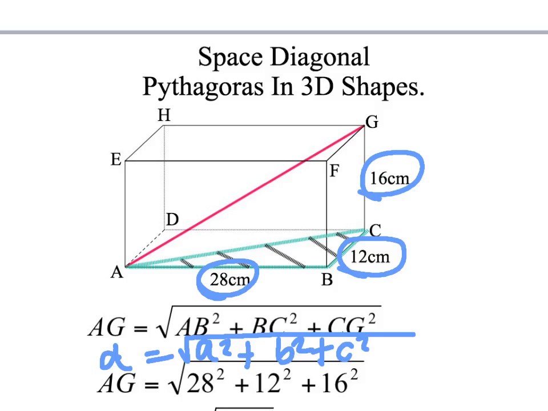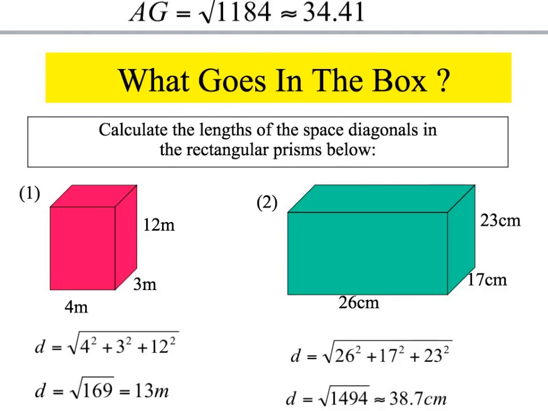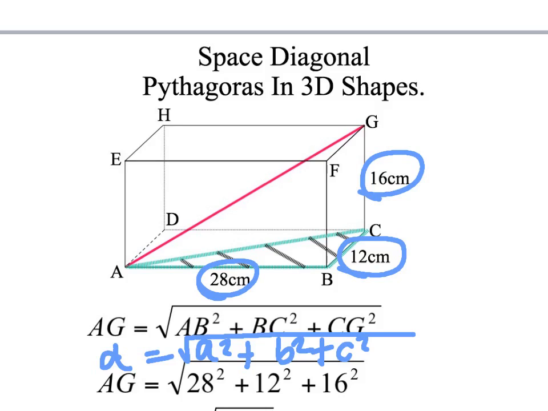So to solve that, we would plug this in our calculator, the square root of 28 squared plus 12 squared plus 16 squared equals 34.4 centimeters. And it's the same exact answer that we got earlier when doing the Pythagorean theorem twice.